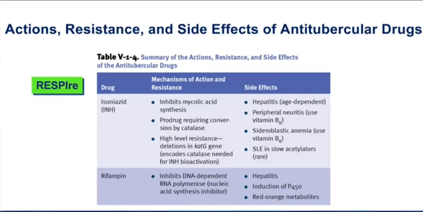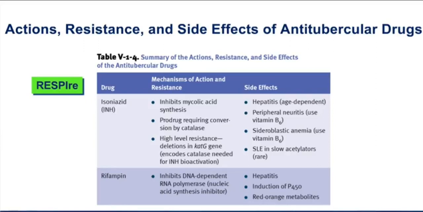Probably you need to know more about this drug than any other in this table. The mechanism is that it inhibits mycolic acid synthesis. Remember that mycolic acids are unique to mycobacteria. So perhaps you're asking yourself, what else can we use isoniazid for? And the answer is we really just use it for TB. It's very specific for this organism.